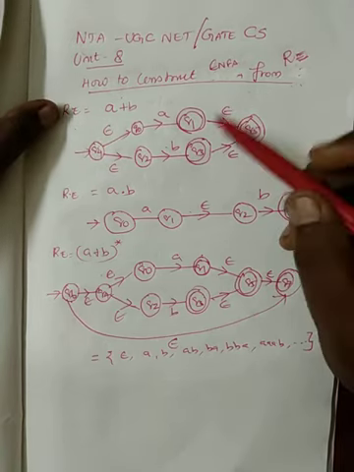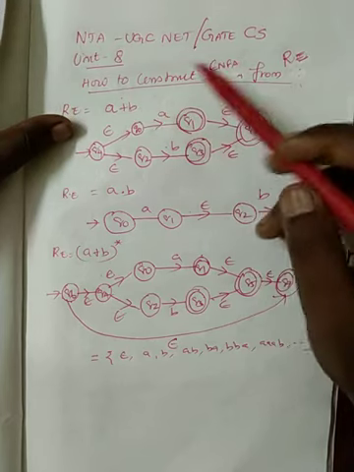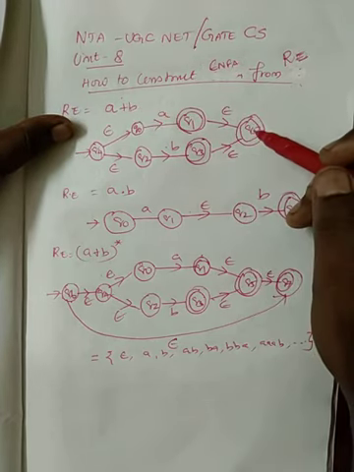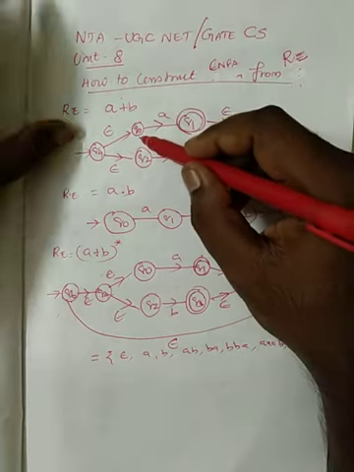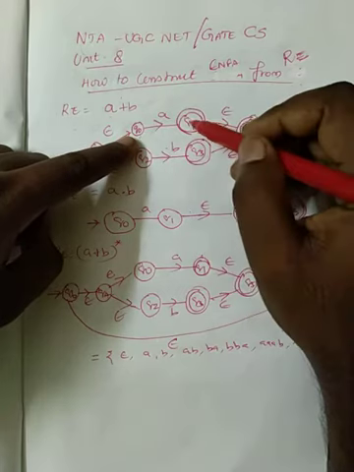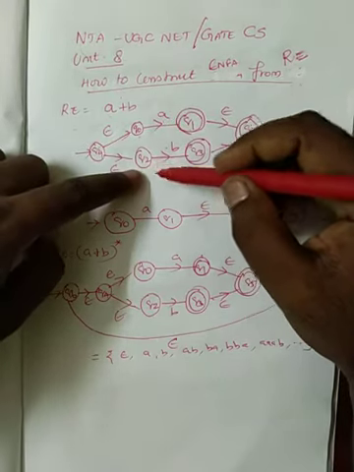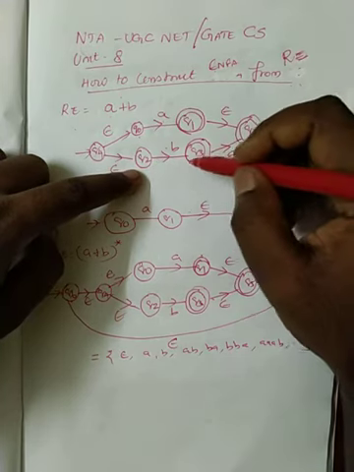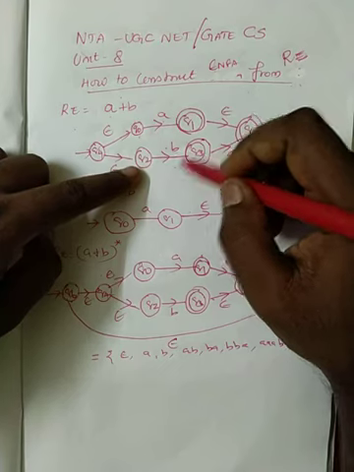Suppose we have the regular expression a plus b. How many states are there? It is very simple. First you take a: for that you draw one initial state and one end state, q0 to q1 accepting a. In parallel you write another diagram, q2 to q3 accepting b.